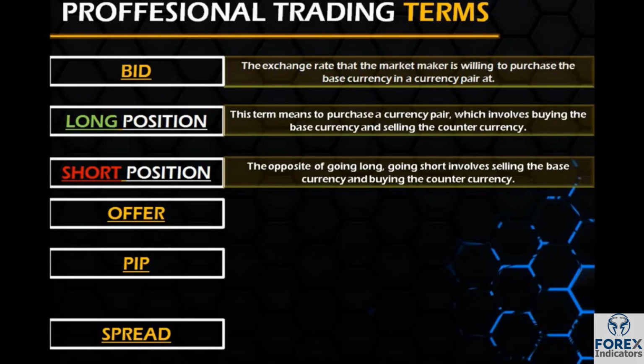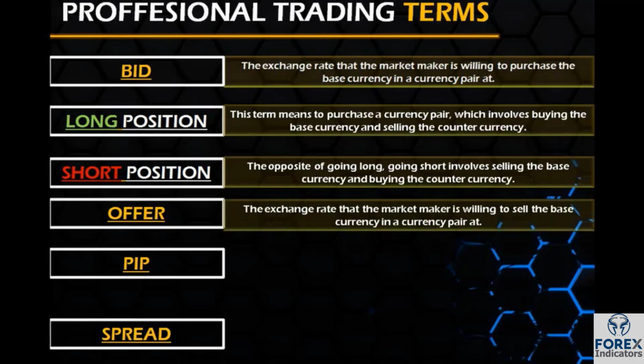And we have another term which is offer. Offer basically means the exchange rate that the market maker is willing to sell the base currency in a currency pair at. So this is basically the price at which the broker is giving you that currency pair.